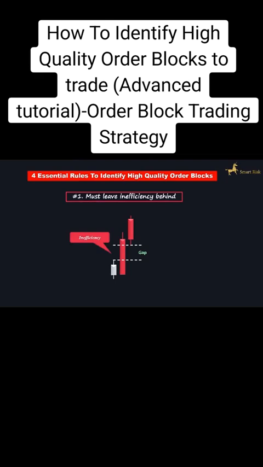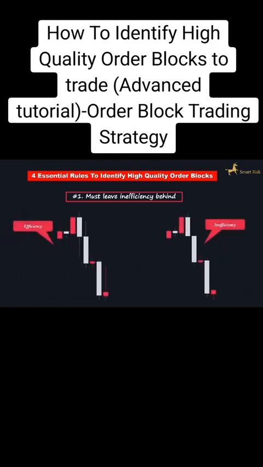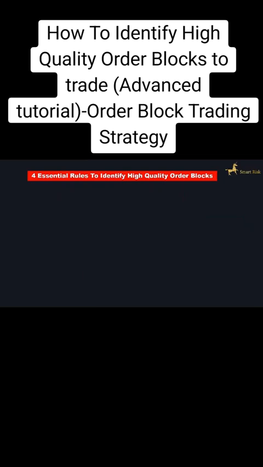Inefficiency refers to an imbalance between buyers and sellers in the market, resulting in a disequilibrium that needs to be filled. This is often observed as a gap within the candles. To clarify, let's consider 2 scenarios. If a 3-candle sequence does not exhibit any gaps, it is considered an example of efficiency. On the other hand, if there is a gap present within the candles, it signifies an example of inefficiency.